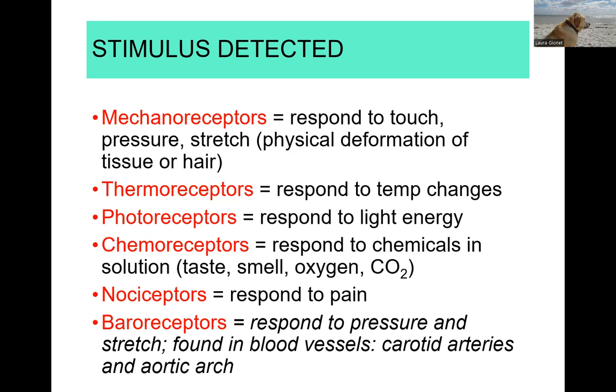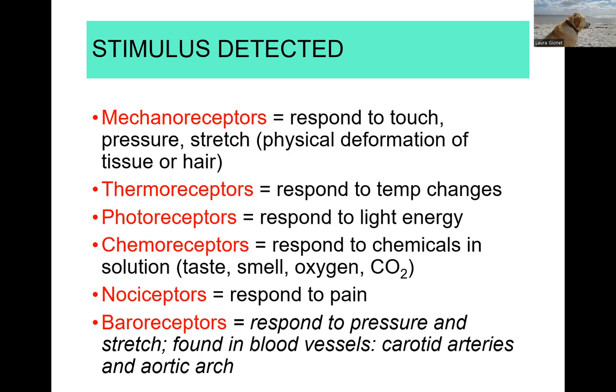All right. Thermoreceptors respond to temperature changes. Photoreceptors respond to light energy. Chemoreceptors respond to chemicals in solution. They generally need to be in aqueous solution, which means they need to be dissolved in water, in a watery environment, and then the receptors can capture their presence. Things like taste, smell, oxygen, carbon dioxide levels, hydrogen ion levels, those are all chemoreceptors.